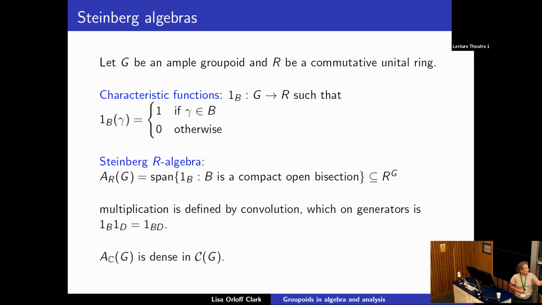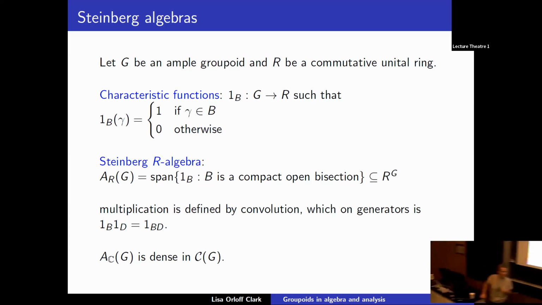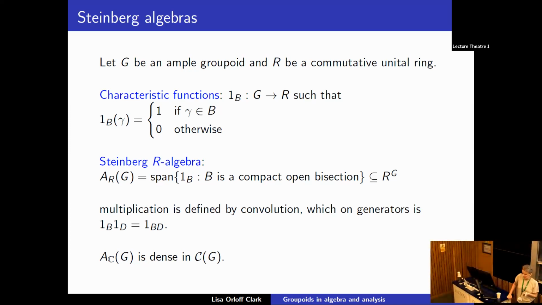And when your coefficients are the complex numbers, this is not a precise enough statement, but for the kind of norms we look at, the reduced norm or the full norm, the Steinberg algebra is dense inside of C*(G), so that its completion is all of the C-star algebra for the reduced and the full norm. So there's that connection. All right, so that's the basic definition.